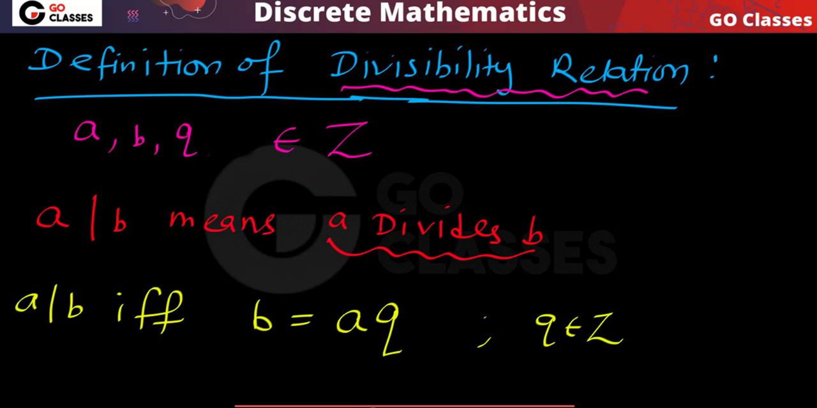Then when can I say that a divides b? I can say a divides b if and only if b is equal to aq, where this q is some integer. So remember, a, b, q are integers.